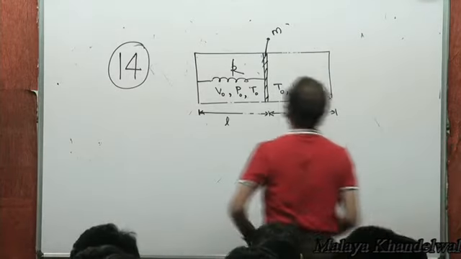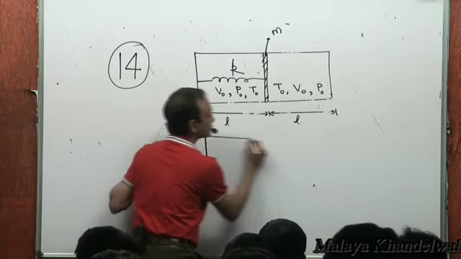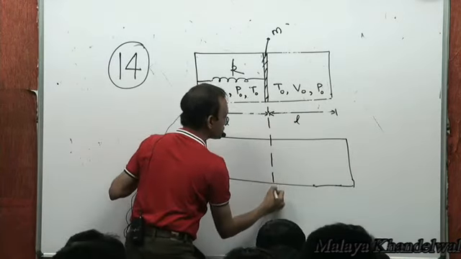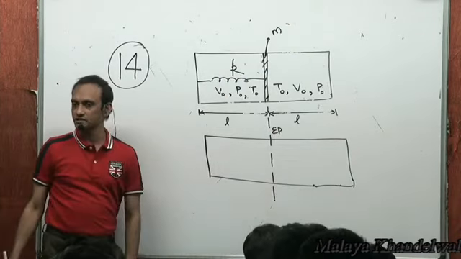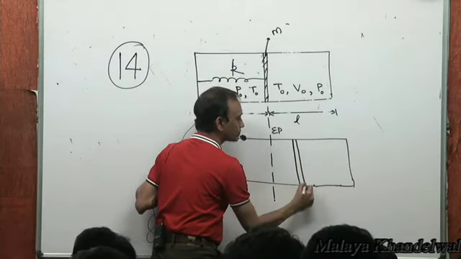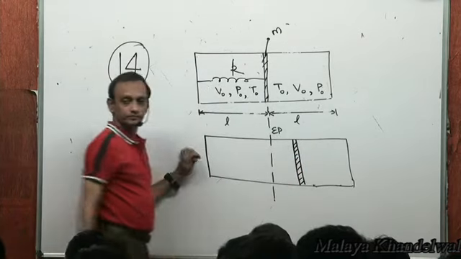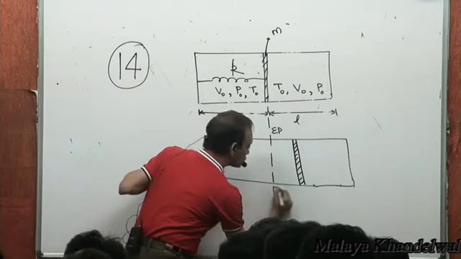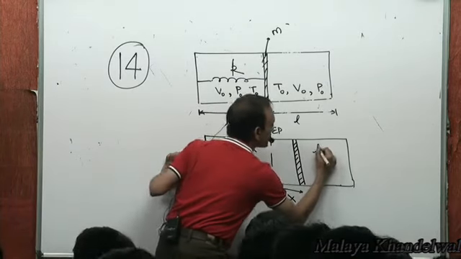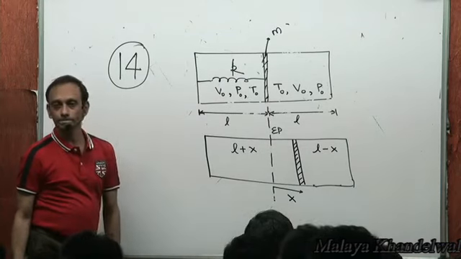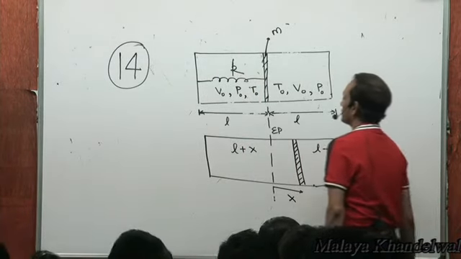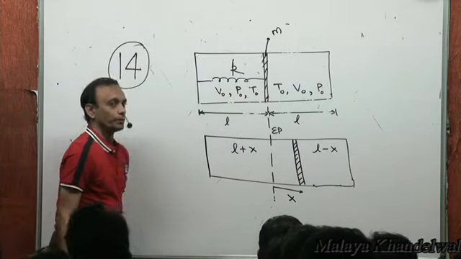Which means now I carry out the following. This was the equilibrium position of the piston, and the piston is moved x units to the right. So now this chamber has a length L plus x, and this chamber has a length L minus x. So far so good, right?